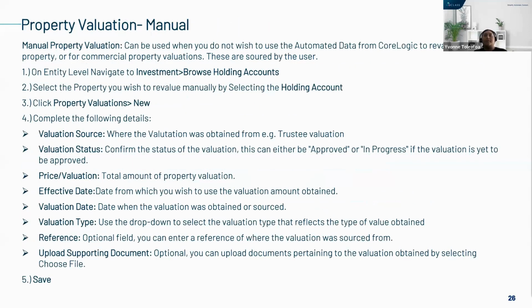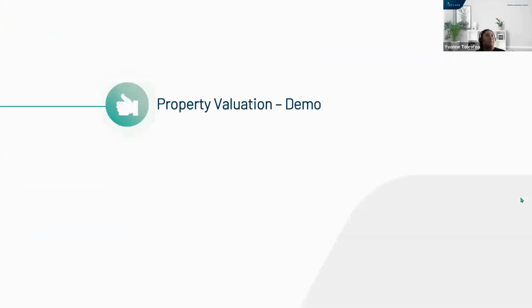Now, the other method available for valuations is your manual valuation method. And you can use this if you don't want to use the automated method. You just need to create a new line for your manual valuation and complete the details according to your report, or wherever you sourced your valuation report from.